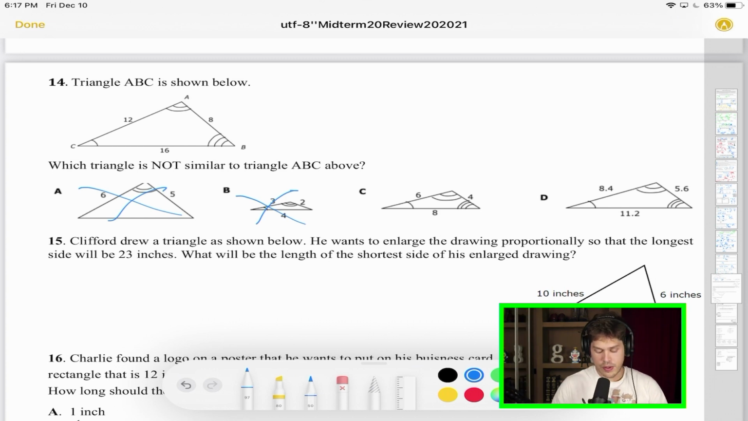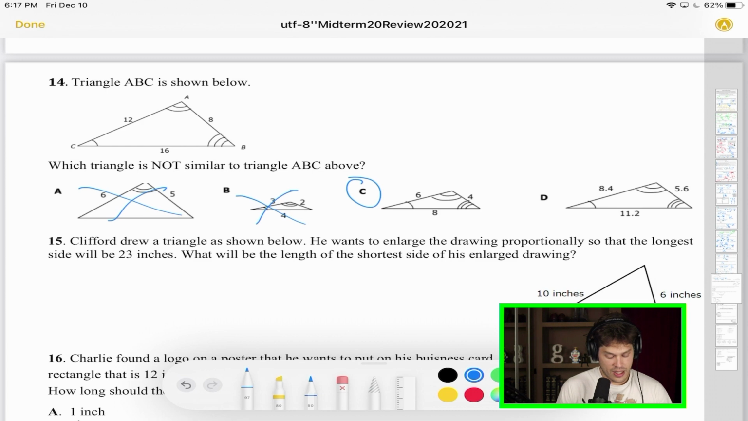Coming back to it, number 14, which of the following is not a similar triangle? For similar triangles, again, we want all our angle measures to be the same and all our sides to be proportional. A and B didn't have the angle markings to indicate that they were the same, so we can just mark those out. For C and D, we need to be looking at the side lengths to see if they are proportional. So how do you go from 12 to 6? You divide by 2. 8 divided by 2 is 4. 16 divided by 2 is 8. So we can already see that C is similar.